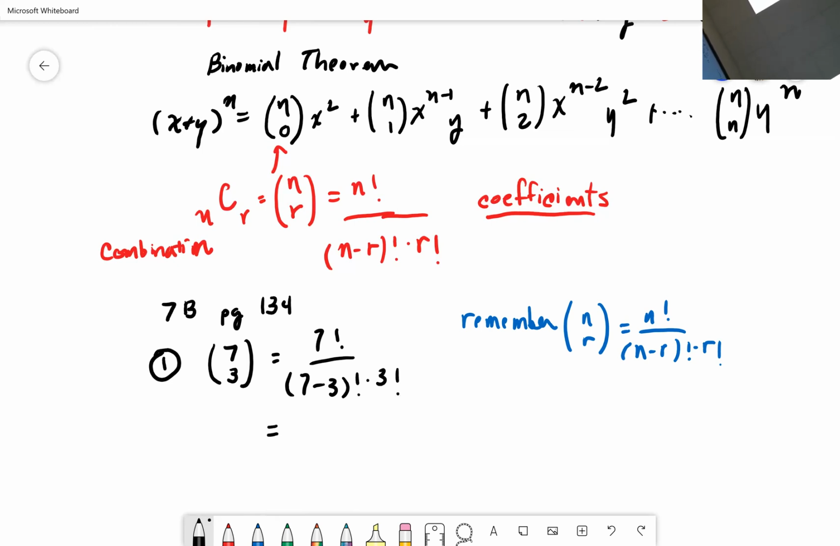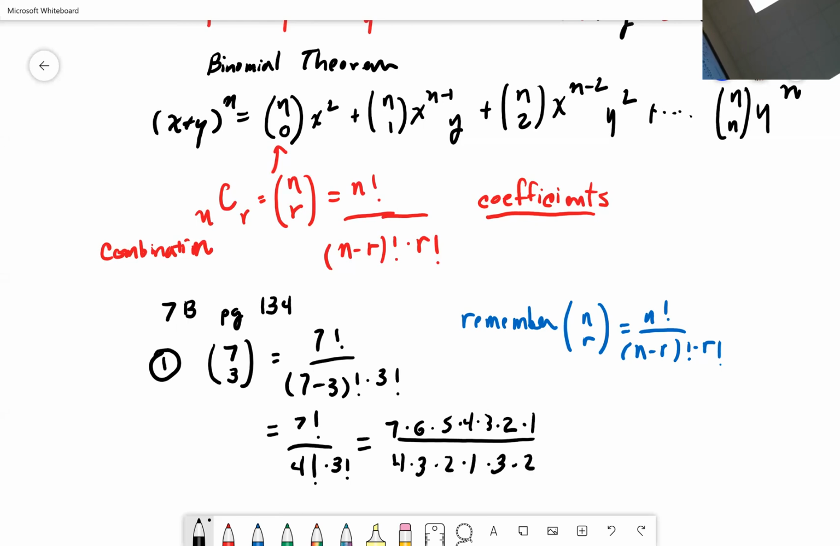Well, that's 7 factorial over 4 factorial times 3 factorial. Well, that's 7 times 6 times 5 times 4 times 3 times 2 times 1 divided by 4 times 3 times 2 times 1 times 3 times 2 times 1. That causes a cancellation, and you now have 7 times 6 times 5 divided by 3 times 2 times 1, which is 7 times 6 times 5 divided by 6, which is 7 times 5, which is 35.